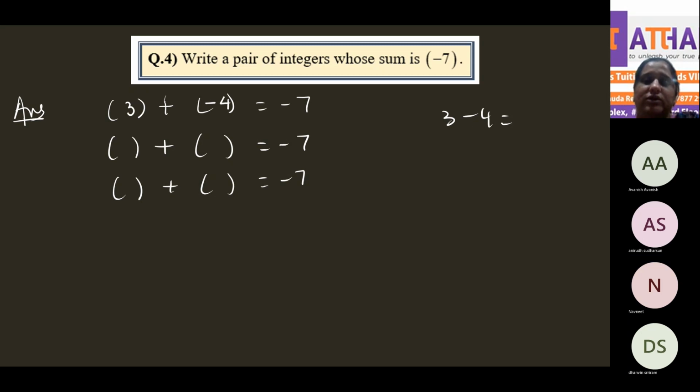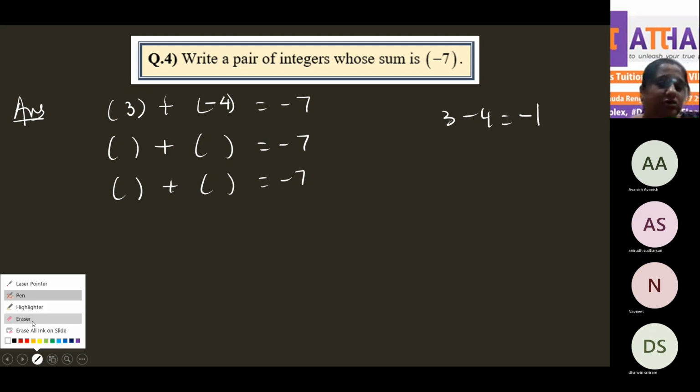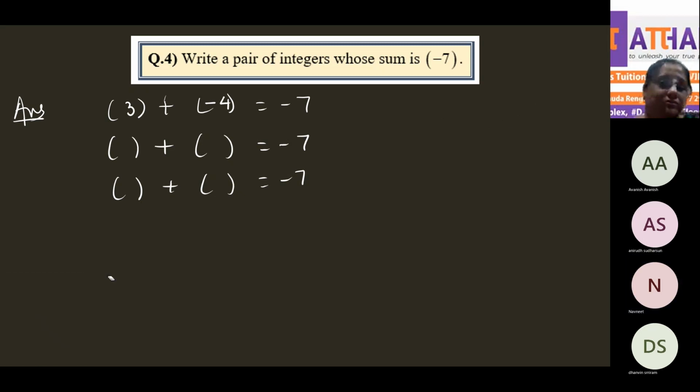When you subtract 4 and 3, what will you get? Minus 1. When you subtract 4 and 3, you'll get 1, and the greater number's sign is minus, so minus 1. Now, what is the correction to your example? Plus 3 and minus 4. But that's not minus 7, no?